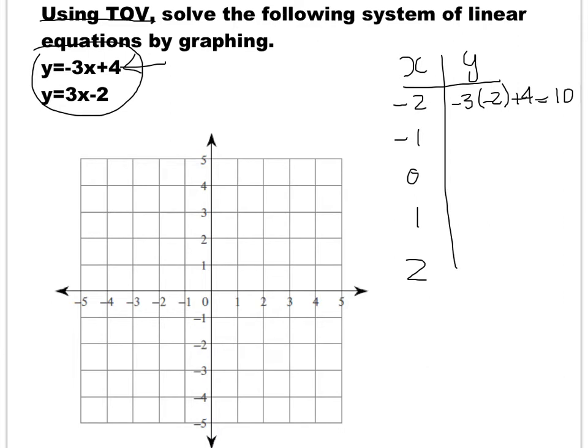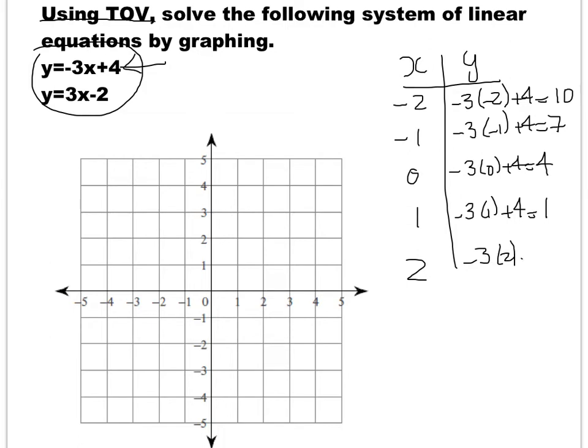The next one is going to be negative 1. So it's going to be negative 3 times negative 1 plus 4, which is going to give me 7. The next one is 0, so I'm going to get negative 3 times 0 plus 4, which is going to give me 4. The next one is 1, so it's going to be negative 3 times 1 plus 4, which is going to give me 1. The next one is 2, so negative 3 times 2 is negative 6, plus 4 is negative 2. Sorry.